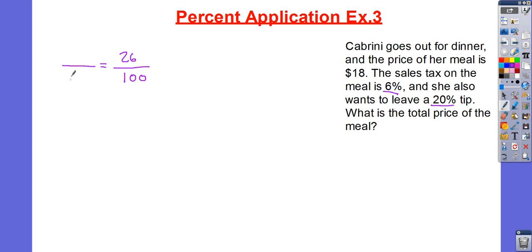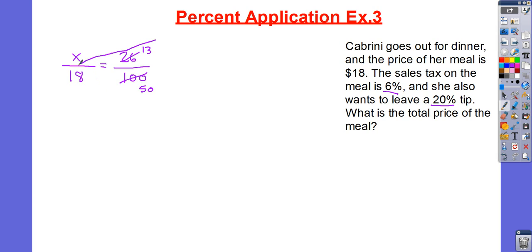The total price of her meal is going to be $18. Okay, so I could go ahead and see if I could simplify. This is going to be 13. I'm going to divide by 2, and then this is going to be equal to 50. Okay, so now I could divide by 50. I could take 50 and divide by 18 in order to try to do a scale factor, but in this situation, I think cross multiplication will work best.